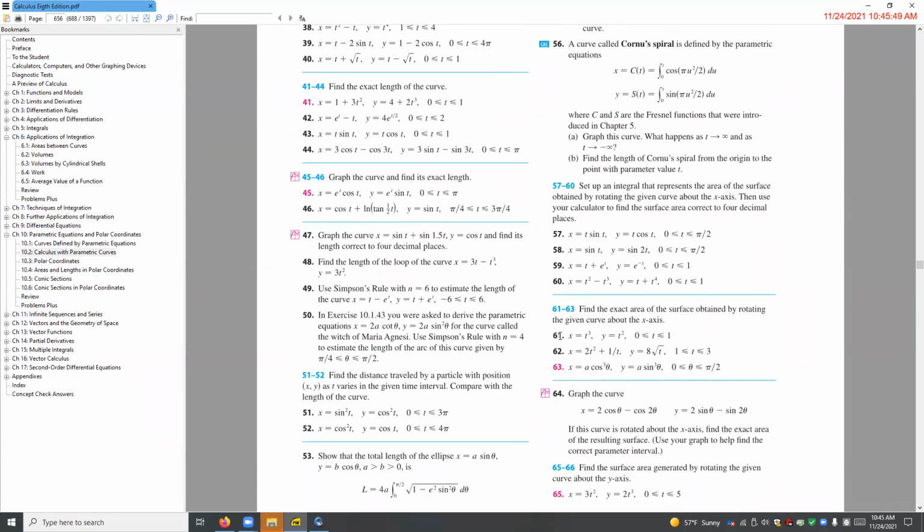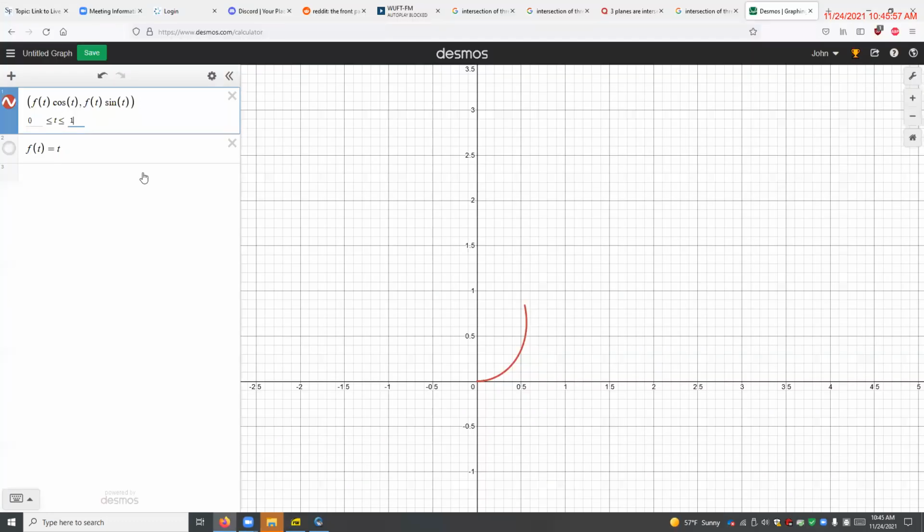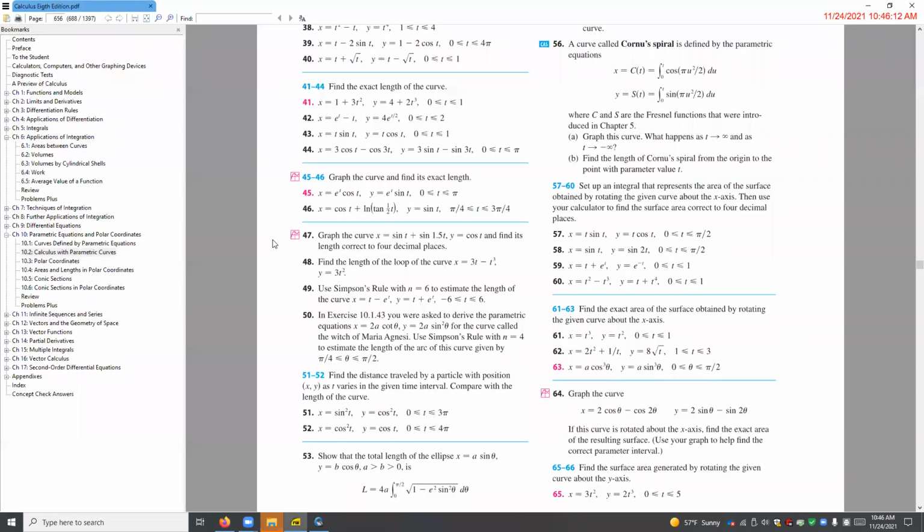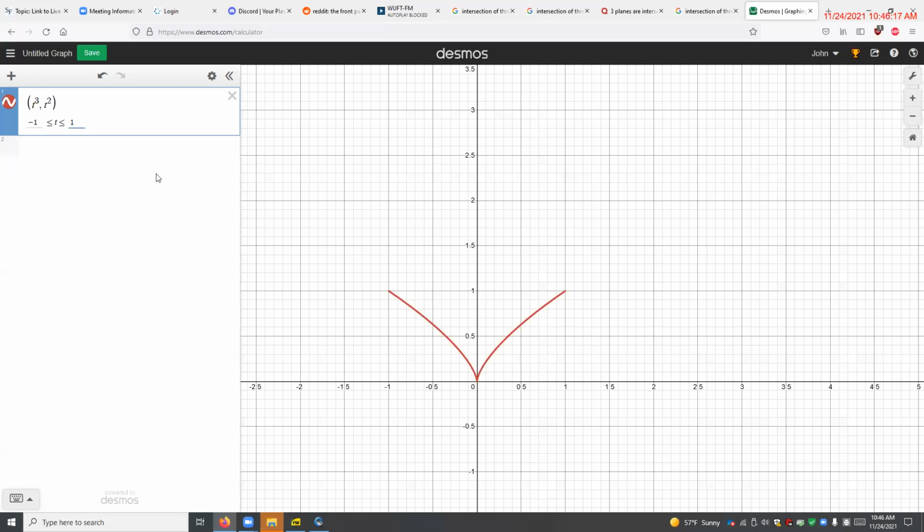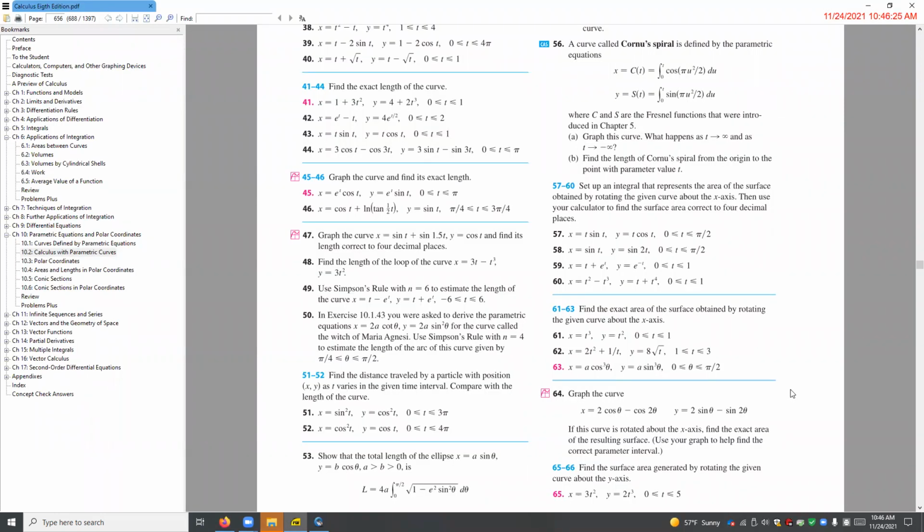Okay, let's look at 61. x is t cubed, y of t is t squared. And we're going to rotate about the x-axis. They want us to work from 0 to 1. So we're going to take just the part here from 0 to 1, which is this guy. And we're going to rotate it about the x-axis. And that will generate a surface.